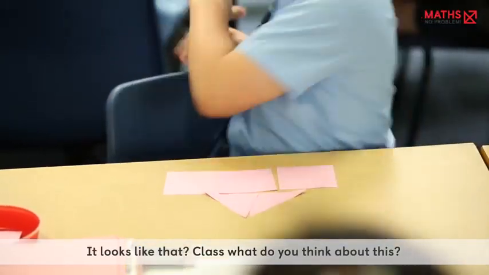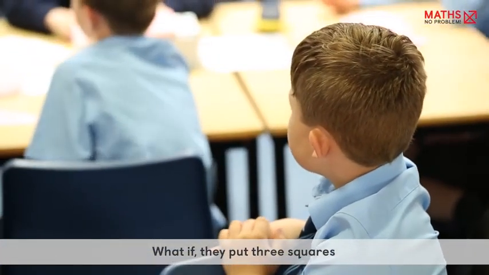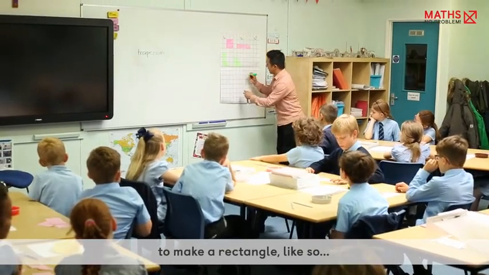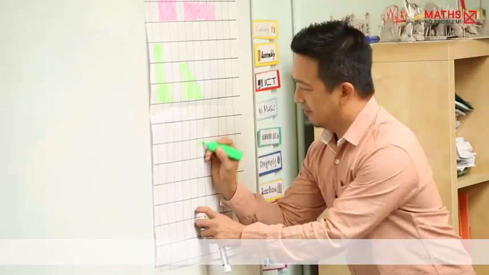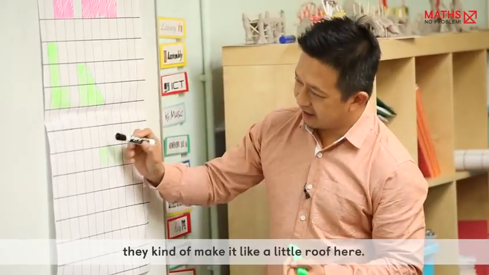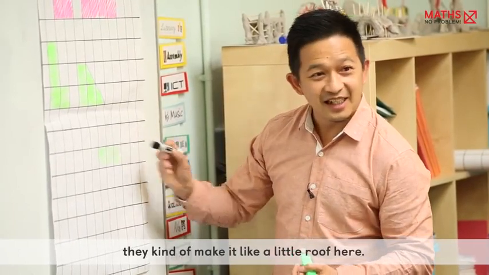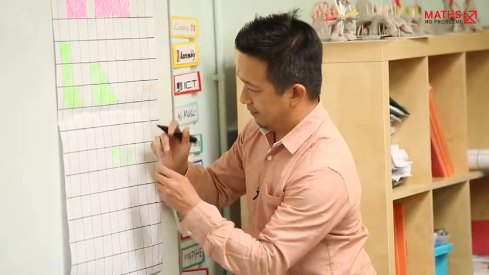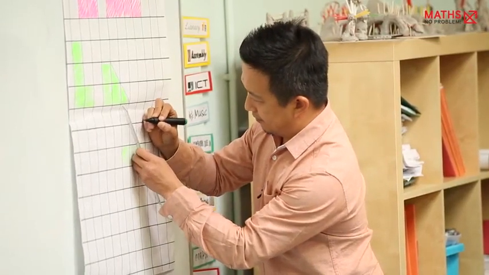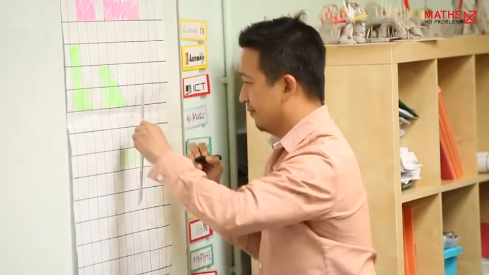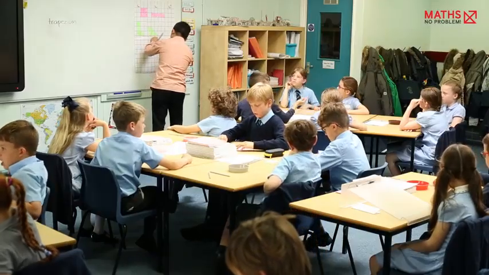Class, what do you think about this? What if they put 3 squares to make a rectangle, like so, and then the 2 triangles make a little roof here. How many sides is that? Can you talk to your friends? That's like 6 or something. It's 6. Because the triangles have to go. That's 3, and the other 3 down there. It'll be 6 or 7.